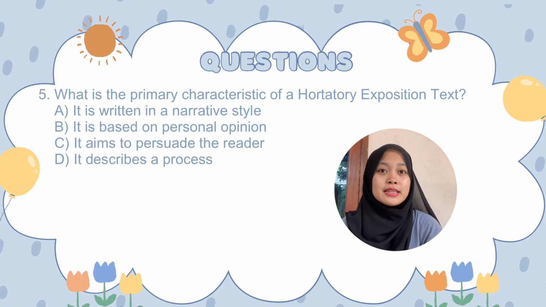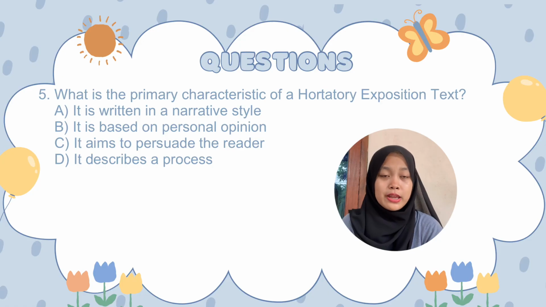The answer is C. It aims to persuade the reader. Because the primary characteristic of a hortatory exposition text is its aim to persuade the reader to do or not do something by presenting arguments and recommendations. So remember, thesis, arguments, recommendation. These three parts make a hortatory exposition text complete and persuasive.